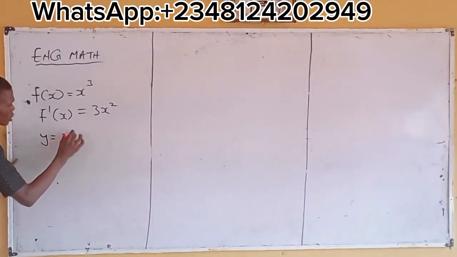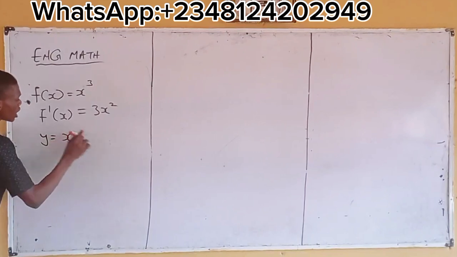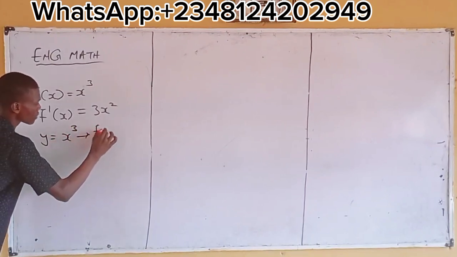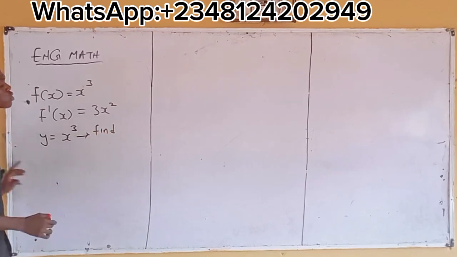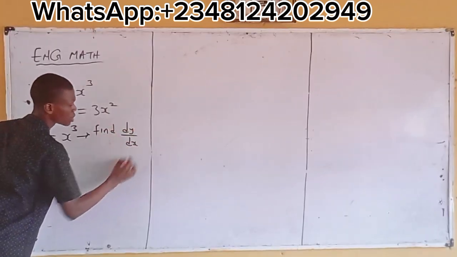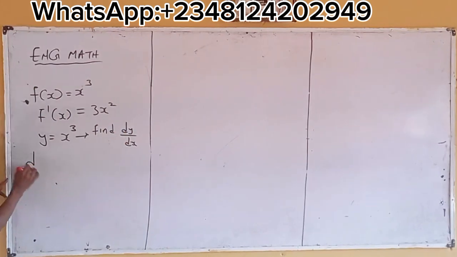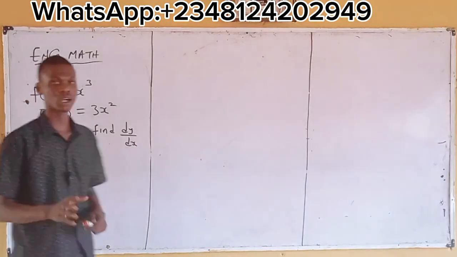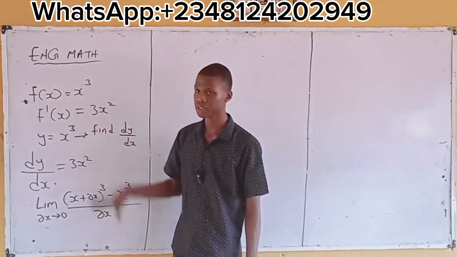let's say you are given that y is equal to x cubed. Then the question says find the derivative, or the question goes directly saying find dy over dx. What will our answer be? dy over dx is equal to 3x squared.